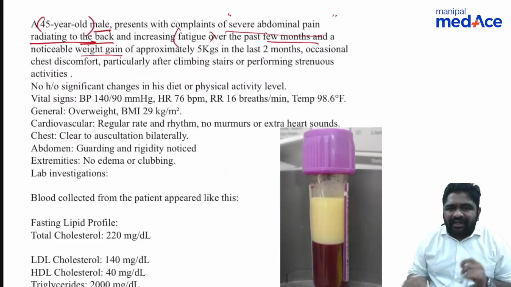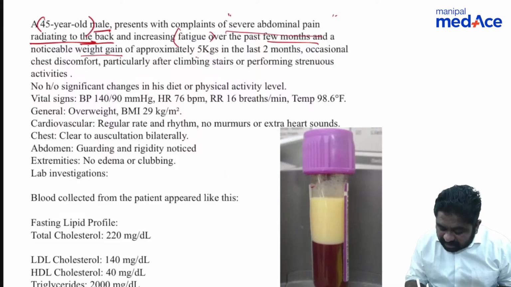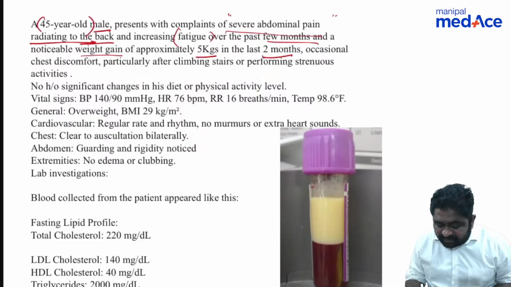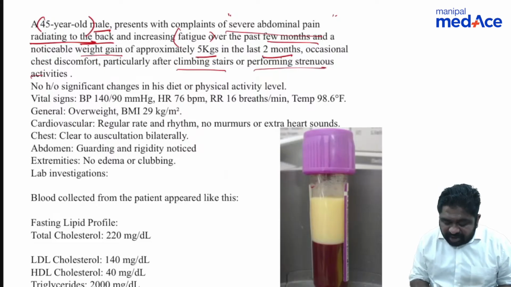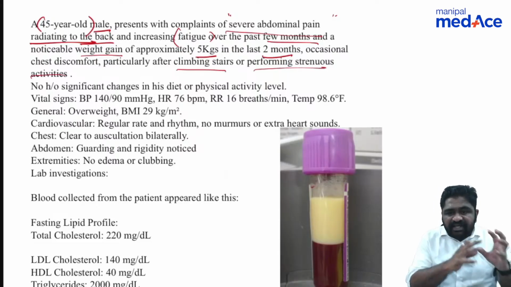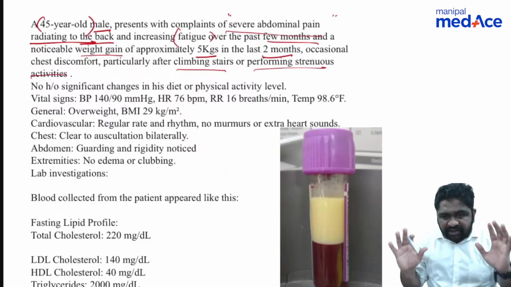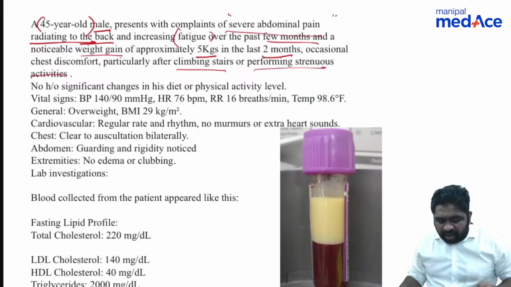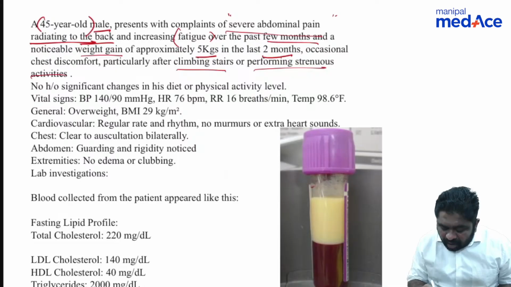So something metabolically is wrong. This is what I have to make you understand. 5 kgs in the last 2 months. Occasional chest discomfort is seen, especially when the patient is climbing stairs or performing strenuous activities. It means what? Previously, his ability of dealing with a particular condition was okay. Now he is not able to deal with the same physical stress. This is what you have to remember. Now look at the history part. No significant changes in his diet or physical activity level.